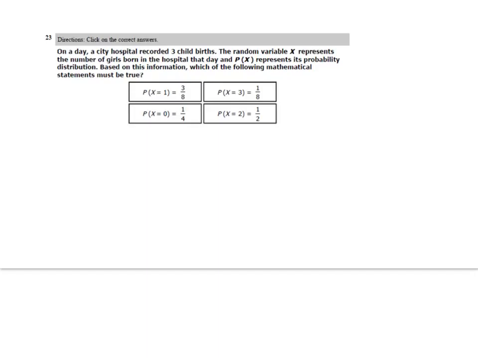This particular one, I put it on the review. It can be a little bit tricky, so I definitely want to show you this one, even though, honestly, I will not have one like this on your test. It says on a day, a city hospital recorded 3 births. So they had 3 births, one for a birth, a birth, a birth. The random variable X represents the number of girls that could be born in the hospital on that day. In my first one here, P of X equals 1 means only 1 girl born on that day. So here we go.